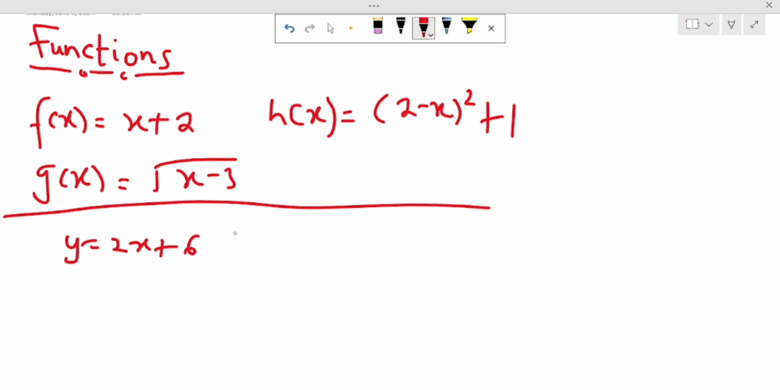Now, evaluating of a function. So what a function does is that it shows the relationship between two variables. And so let's take this for example. Y is equal to 2x plus 6. So this shows how x relates to y, or how y relates to x.